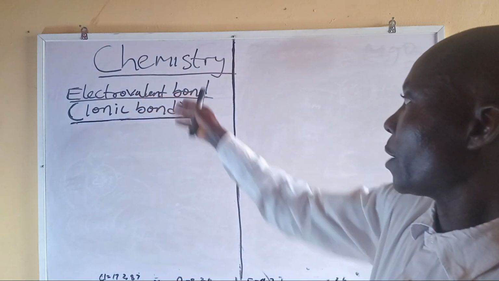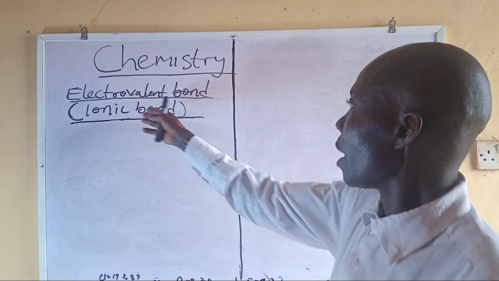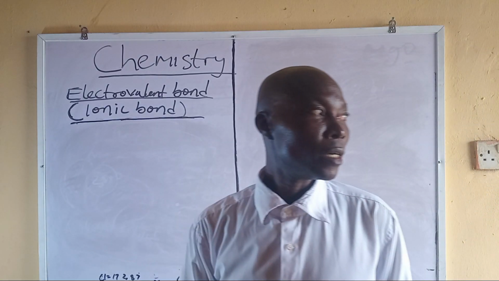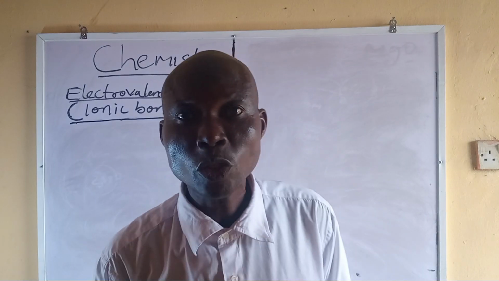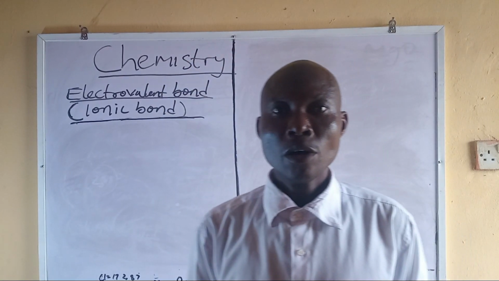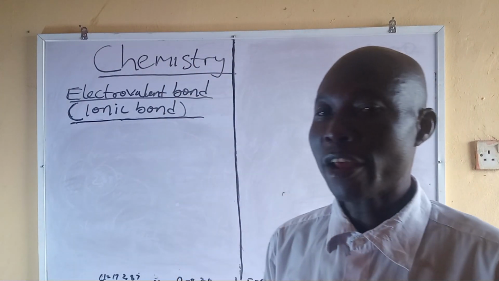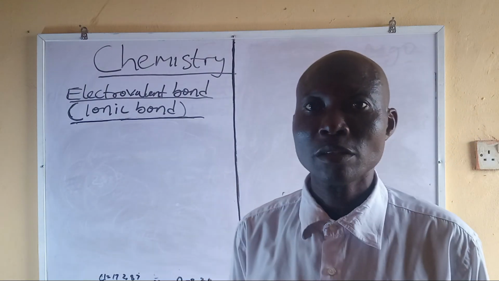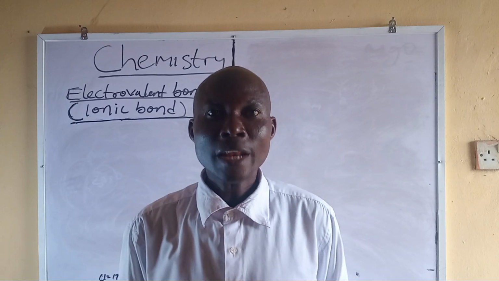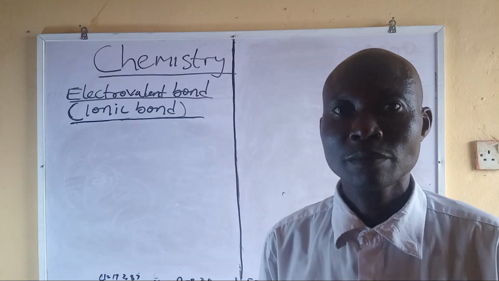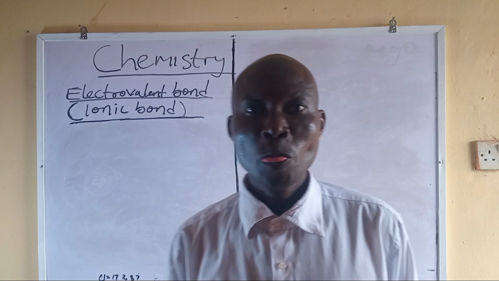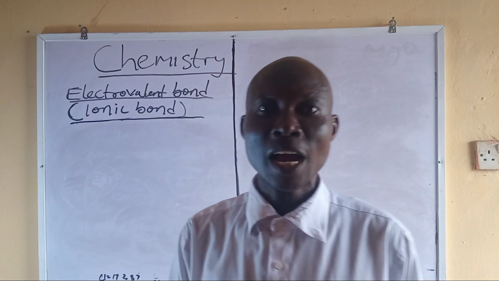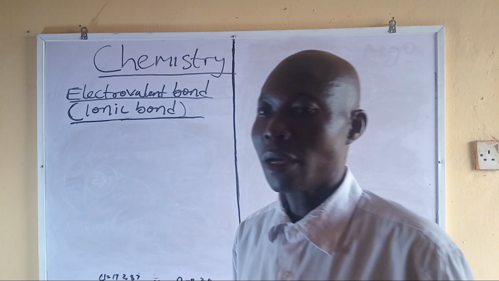Take a look at this topic. Electrovalent bond, also known as ionic bond. This is a bond that exists between two atoms, in which one is a metal and the other is a non-metal. The metal transfers electrons to the non-metal and becomes positively charged, a cation, while the non-metal receives this electron and becomes negatively charged, an anion.